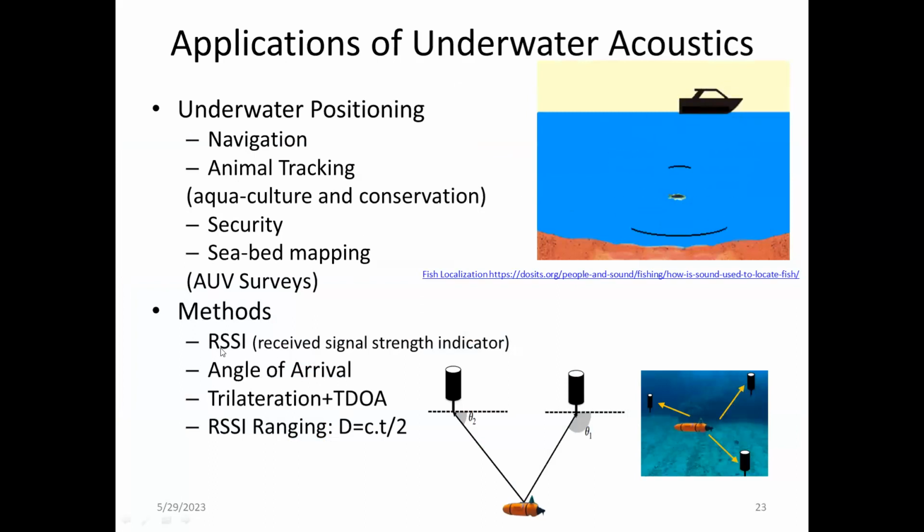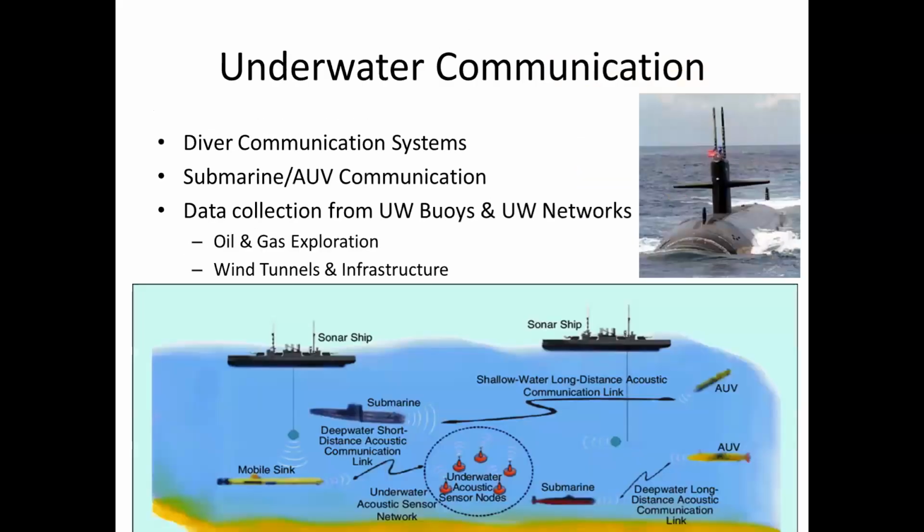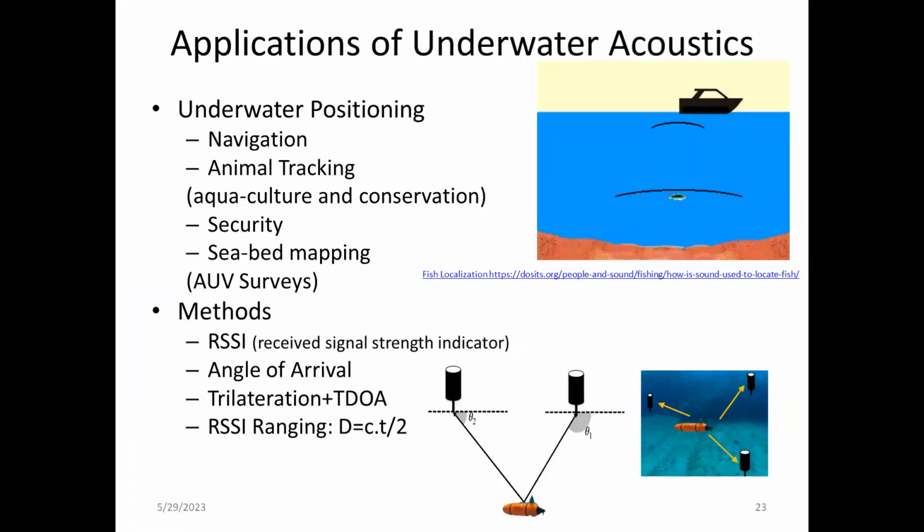And there are different mathematical methods. I'm just writing those names. I won't be going into the details, like received signal strength indicator, angle of arrival, trial iteration using TDOA, which is time difference of arrival. We use all these methods for positioning, tracking, or localization of a sound source underwater. So this one was positioning, detection, and localization that we can do underwater.